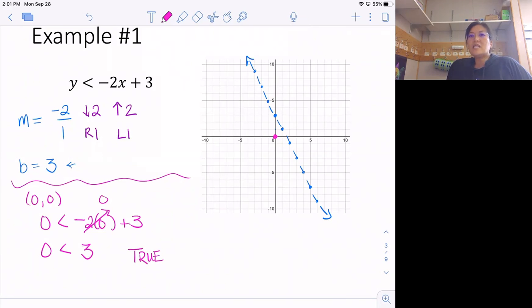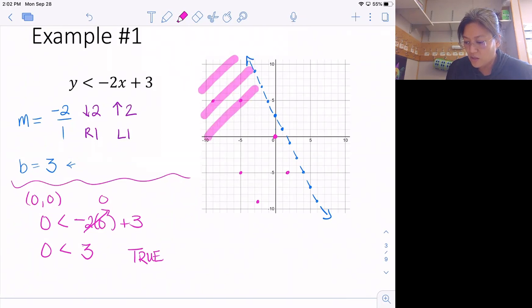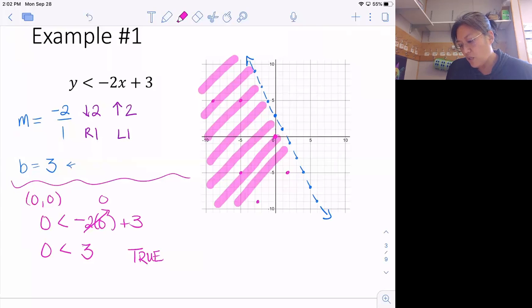So, since 0 is less than 3, that means that any point on this side of the line is going to produce a true statement. How do I show all of them? I do what is called shading. Now, I have a highlighter, so I'm going to use that. But I don't feel like shading the whole thing, so I will show my shading by drawing some lines to the left of the boundary line.